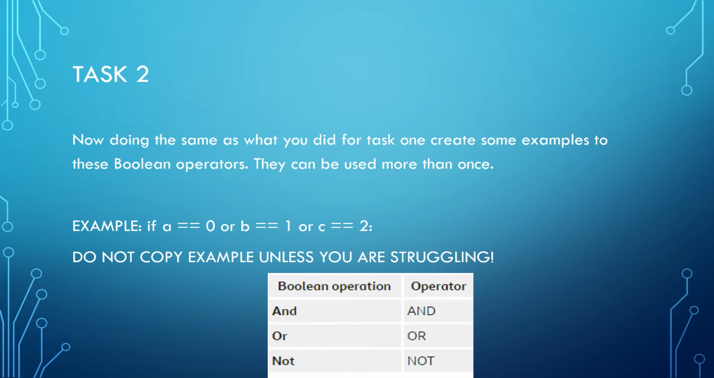For the second task, you're going to do the same as what you did for task 1. Create some examples of these Boolean operators. They can be used more than once. Example, if A equals 0, or B equals 1, or C equals 2.